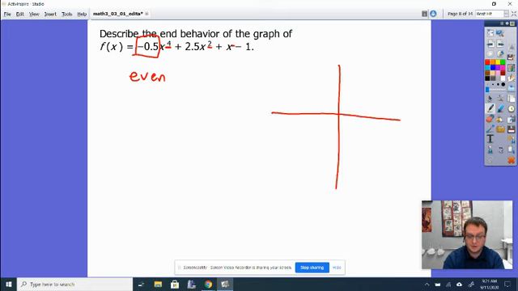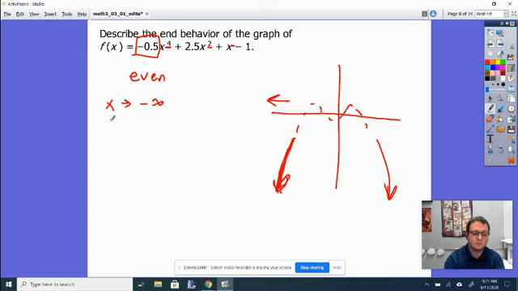Okay, so my graph is going to look something like this, where something happens in the middle here. I don't know what it is, but again, we're looking at the end behavior. I want to know what happens in the ends. So as I go left, so as x approaches negative infinity, I am going down to negative infinity. As I go to the right, so as x goes to positive infinity, I am also going down to negative infinity.